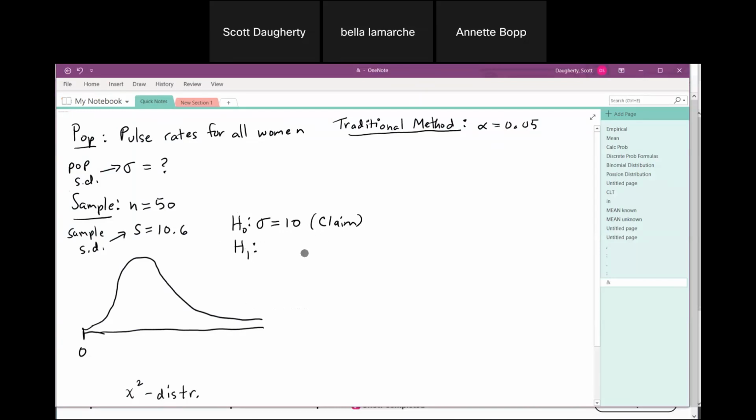So then what would the alternative be, right? The alternative hypothesis. Well, it's the other hypothesis, and it's either equal to 10 or not equal to 10. So that's the alternative hypothesis. And this is the first time we've ever had an alternative hypothesis with a not equal sign in it. We've done less than and we've done greater than. This is the first time we've had not equal to for our alternative hypothesis.